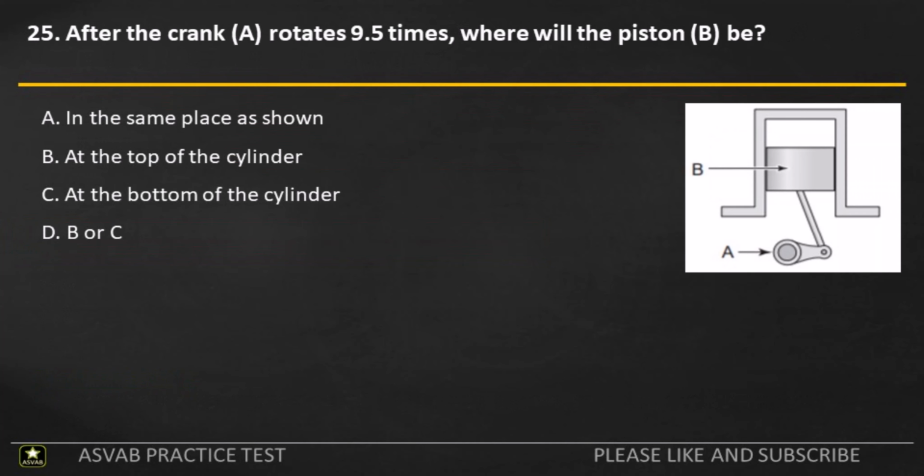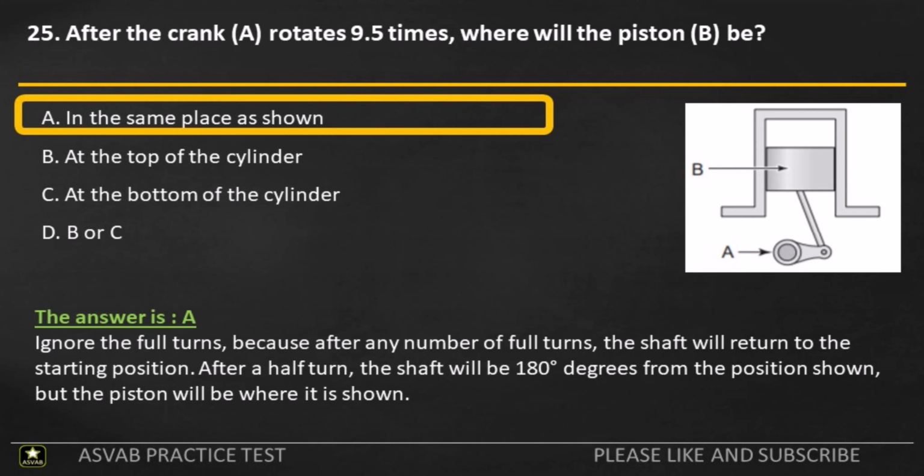25. After the crank, A, rotates 9.5 times, where will the piston, B, be? A. In the same place as shown. B. At the top of the cylinder. C. At the bottom of the cylinder. D. B or C. The answer is A.